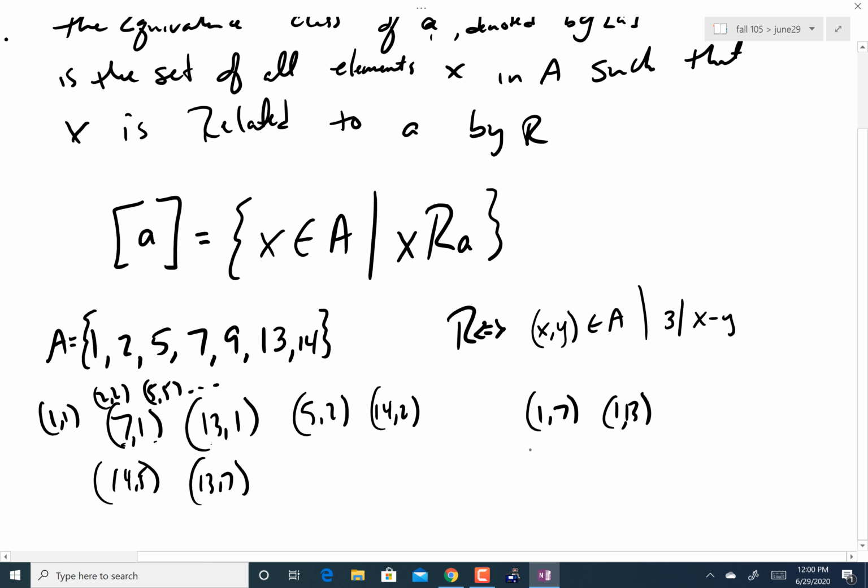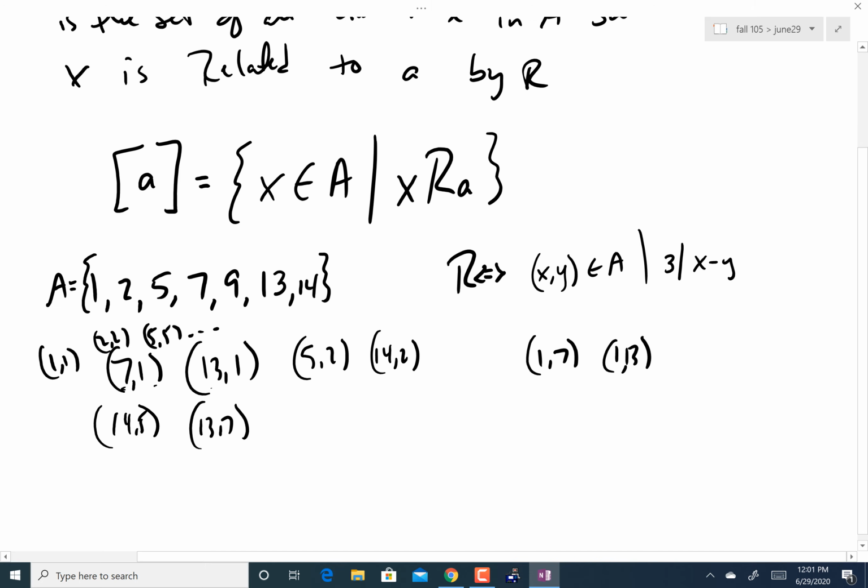So like 1 and 7 works, and 13 and 7 work. Does 13 and 1 work? Yes, it works for that one. 2 and 5, cool. 14 and 5, yes. So you'd have to make sure that they all worked. I don't think all the transitive ones work here, and so that doesn't work, I think. You have to draw the picture out.